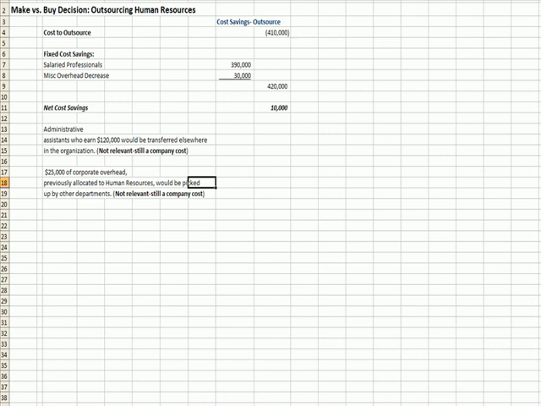Here's a second example. Let's assume a company is going to outsource the human resources division and they're trying to make a decision on whether that makes sense. We've got a cost to outsource. We're going to write a check to somebody for $410,000.